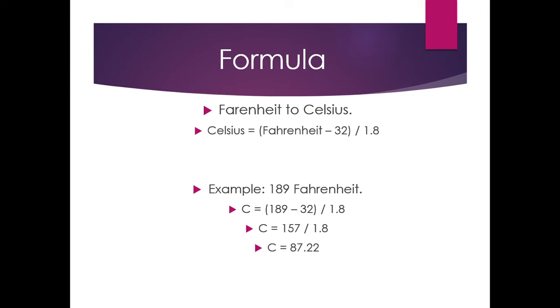So the result of the subtraction above will be 157. Then we divide that by 1.8. And the result will be that 87.22 Celsius will be the resultant temperature. So notice that the temperature is basically the same, but the unit is different. For example, if I say 1 meter or 100 centimeters, the distance is basically the same. But in this case, we're talking about Celsius and Fahrenheit.